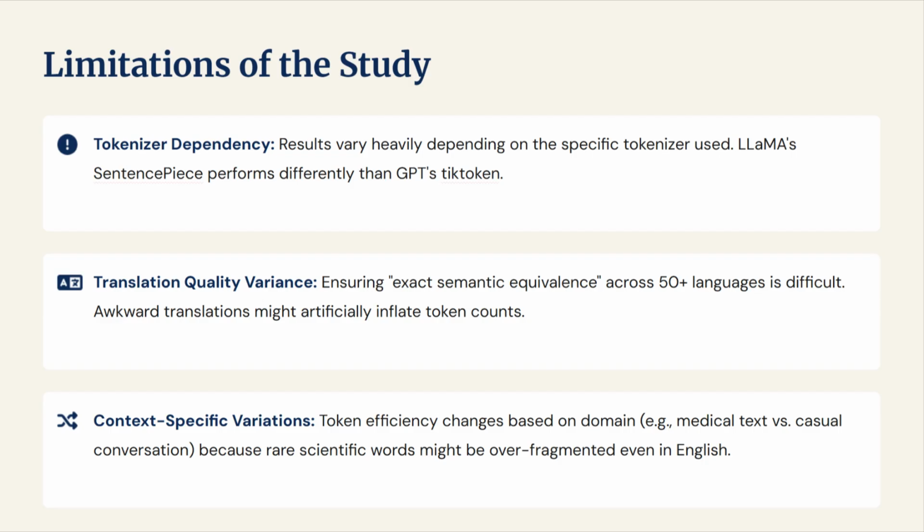Third, context specific variation. Token efficiency changes based on domain. Rare scientific or medical vocabulary might be over-fragmented, even in English, which complicates cross language comparison in specialized fields. These limitations don't invalidate the findings, but they remind us to interpret results carefully.